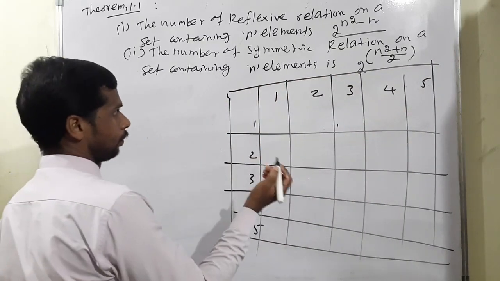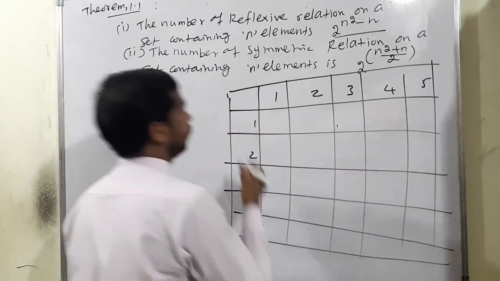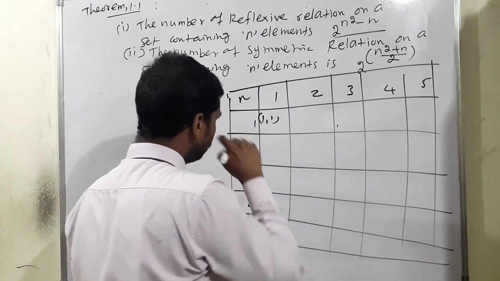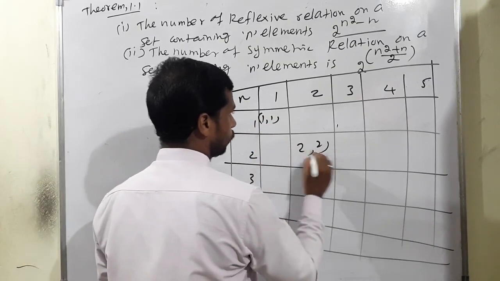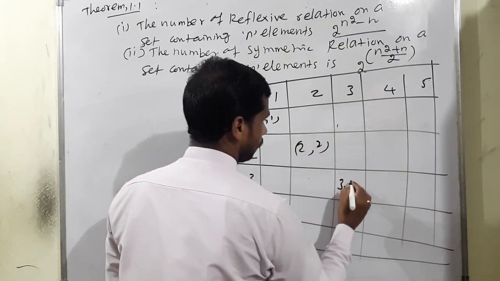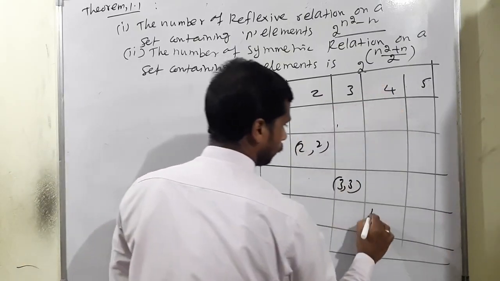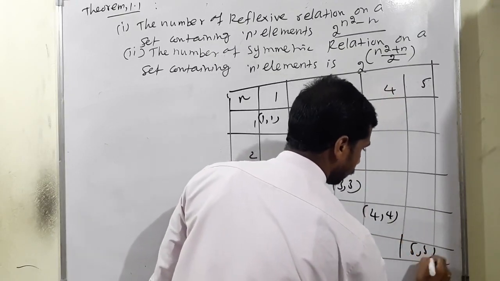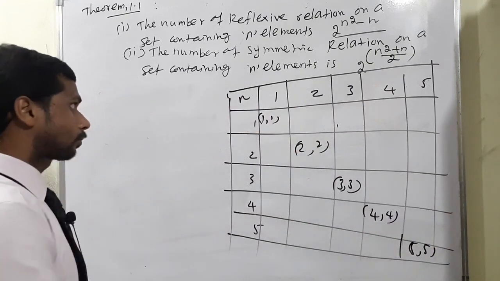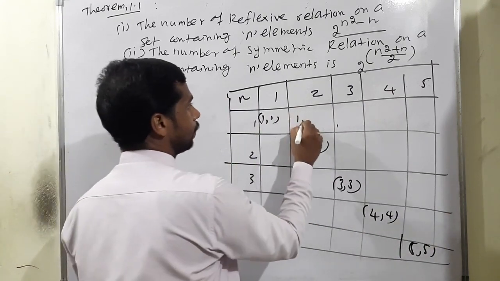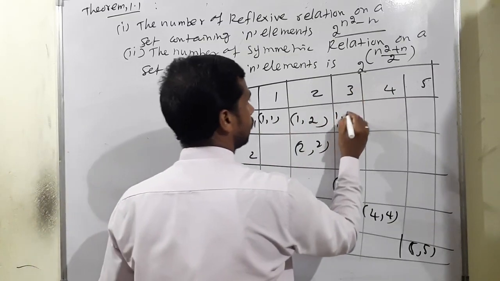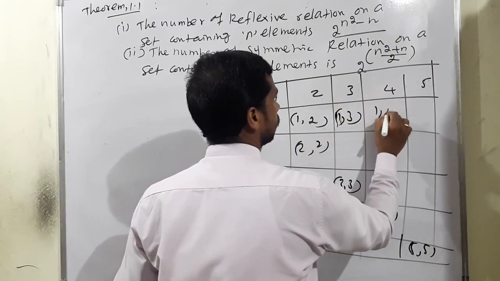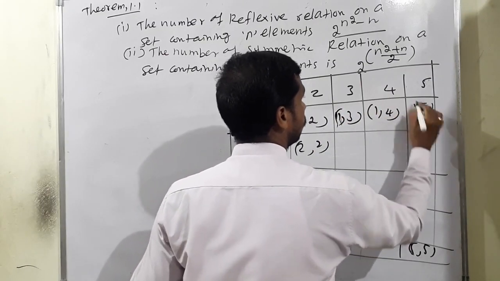So this is considered for n. So 1 into 1, definitely 1 comma 1. Then 2 comma 2. Then 3 and 3. Then 4 and 4. Then 5 and 5. Now, 1 into 2, isn't it? Then 1 and 3. Then 1 and 4.